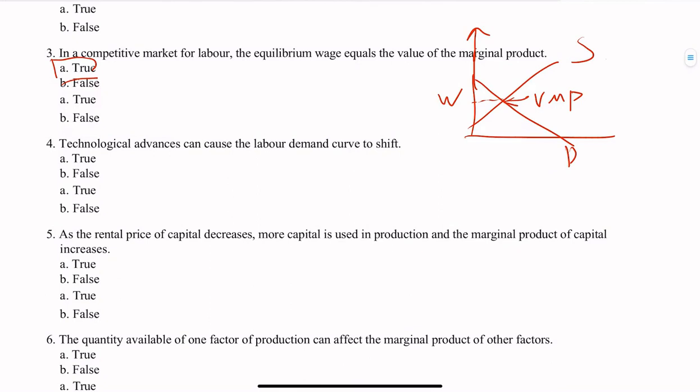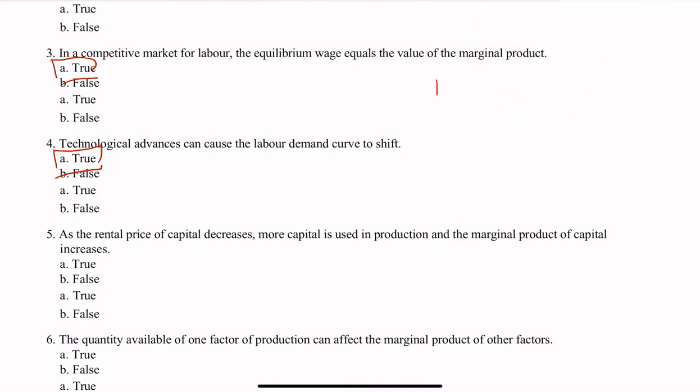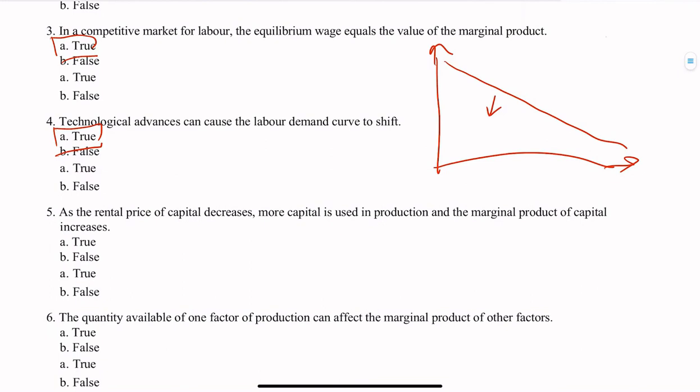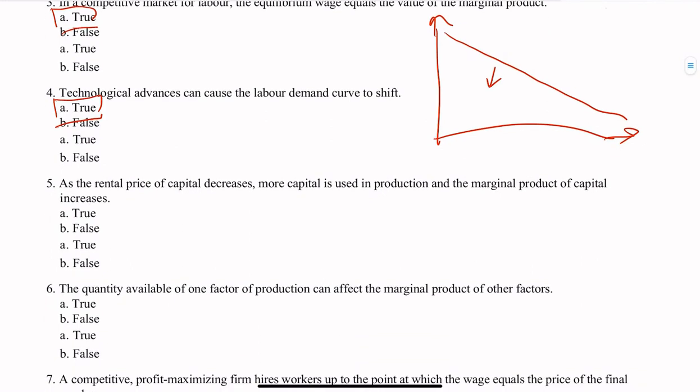Technological advances can cause the labor demand curve to shift. Well, this is definitely true, right? So we actually discussed two kinds of technologies. The first is labor augmenting. It means this kind of technology will make labor more productive, so it will move the demand curve to the right. And then we talked about the second kind of technology, which is labor substitution, right? For example, robots. These kinds of innovations could replace human labor. And in this case, you can imagine that the demand curve will shift to the left. So the answer to the fourth true-false problem here is true.